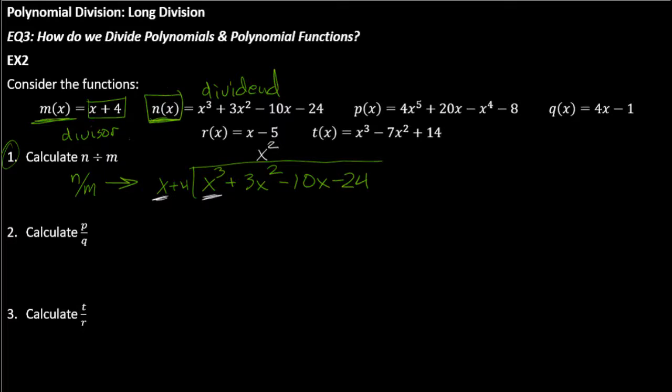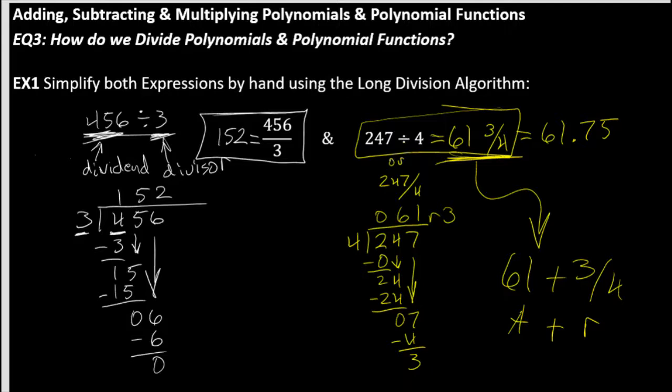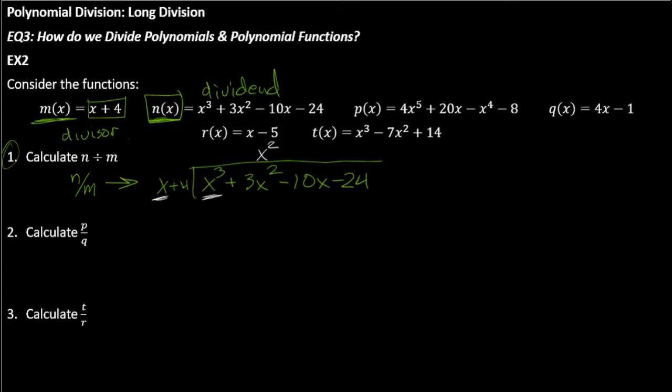Just like traditional long division, we're going to have some subtraction. So 3 went into the 4 one time, and 3 times 1 gave us the 3, so we subtracted by that. This algorithm works exactly the same, except we're going to distribute the x squared into both of these terms, x and 4. So x squared times x gives me x to the third. x squared times 4 gives me positive 4x squared.